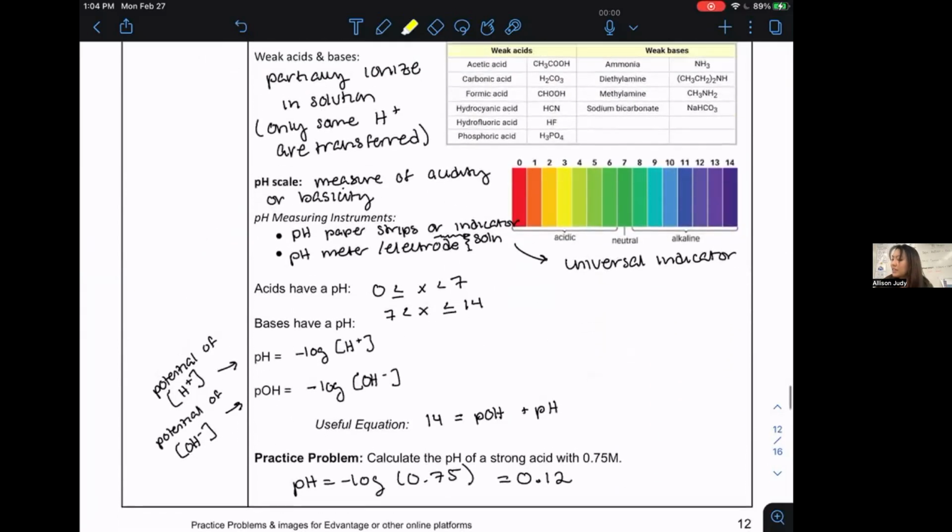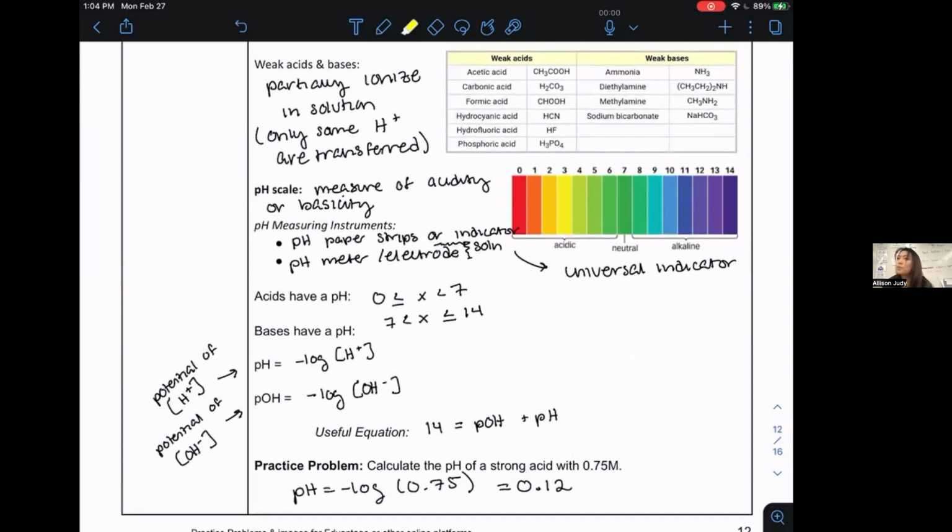Can anyone tell me what's unique about water? Water, Annalise? Yeah, it can act as a weak acid or a weak base, which is kind of like the Switzerland of acids and bases. It just kind of flips and flops.